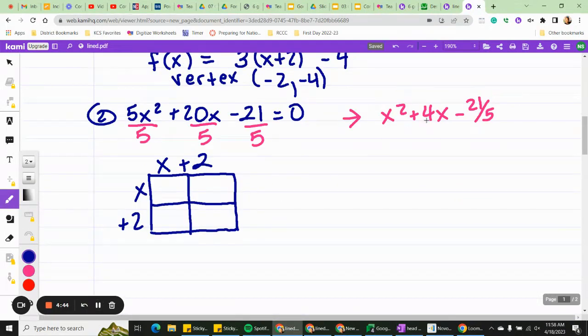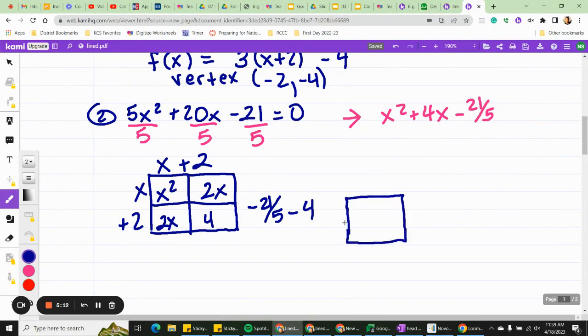So I cut that middle term 4 in half. I have x plus 2 and x plus 2. Let's go ahead and multiply it all out. I get x squared, 2x, and another 4. And for the last part, let's subtract negative 21 over 5 minus 4. And again, I can use my calculator to help me out with this. I would use the calculator and leave the answer as a fraction, because we usually get rid of the fractions at the end. So negative 21 over 5 minus 4 is negative 41 over 5.